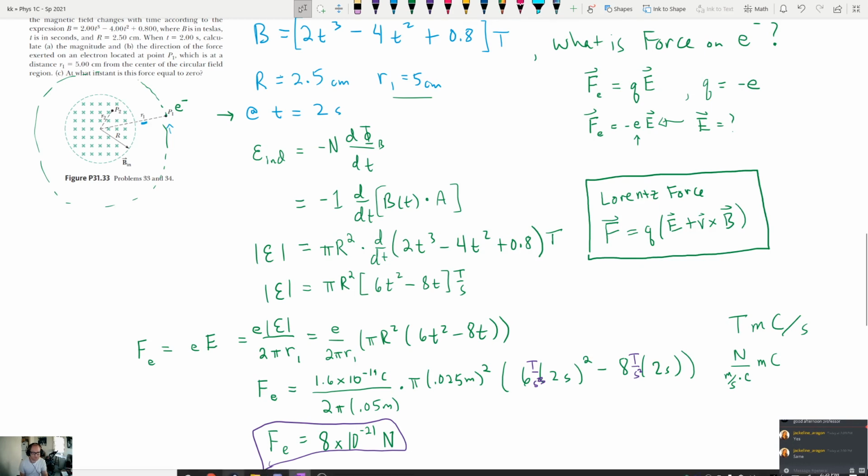I think we have time to finish this problem before we go on break, right? Yeah, we can finish this. So that's the size of the force. The next thing we want to do, does anyone have any questions about that part? Okay. How do we find the direction? How do we find the direction?